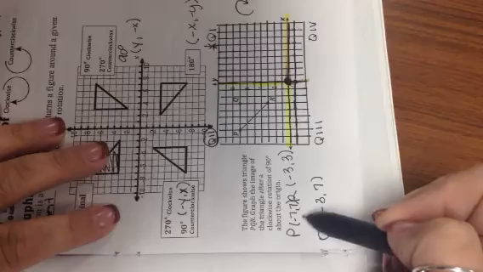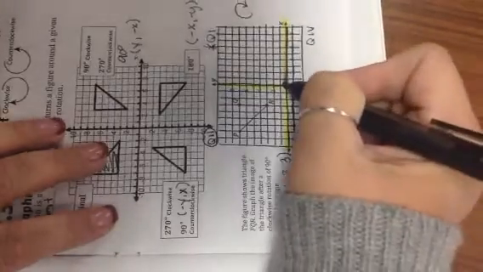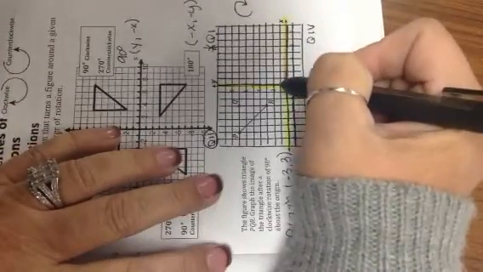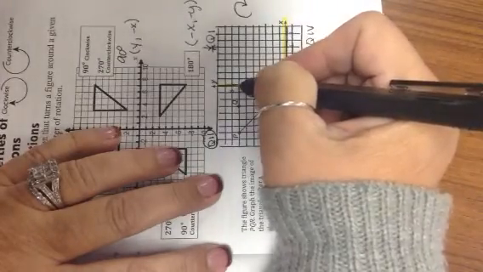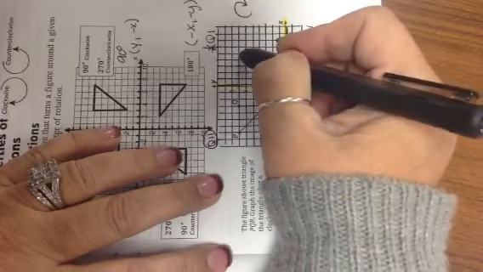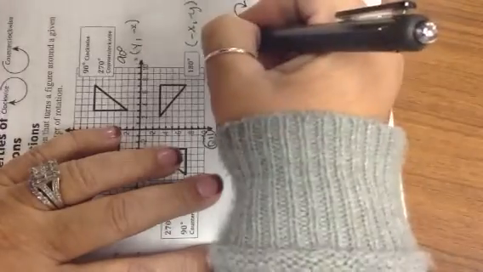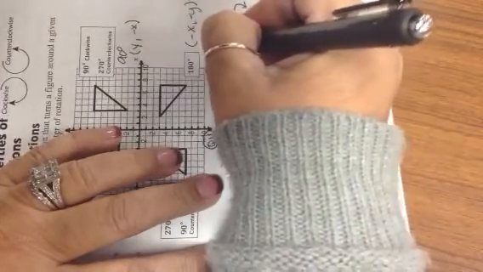P was sitting at negative 7, 7. So we're going to start at our origin, and we're going to count back 1, 2, 3, 4, 5, 6, 7, and up 7. 1, 2, 3, 4, 5, 6, 7. And we are going to put a P prime right here.